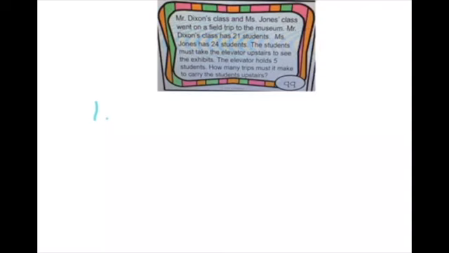Okay, there's a lot going on in this problem again. So let's break it down. Let's look at the first sentence. Mr. Dixon's class and Miss Jones's class went on a field trip to the museum. Okay, sometimes story problems like this one have information that we really don't need. It just provides us with background information. But I'm going to cross that sentence off because that really doesn't matter with this problem. That might be called unnecessary information. I don't really need that sentence other than it tells me they were on a field trip.